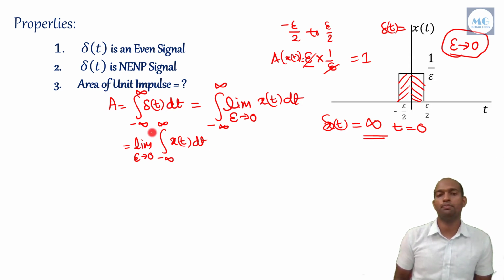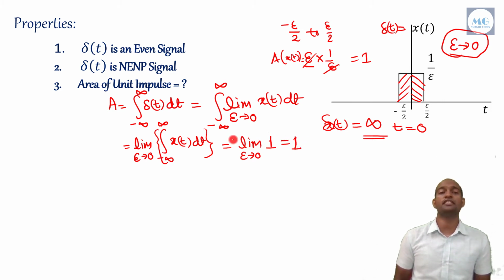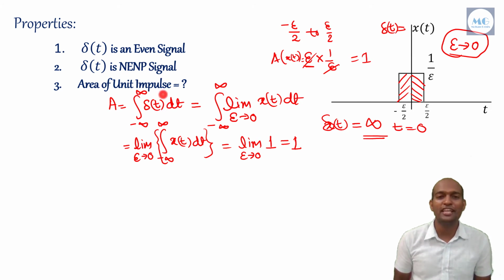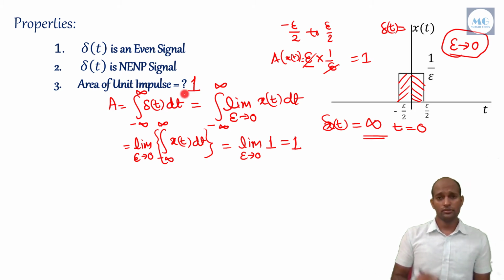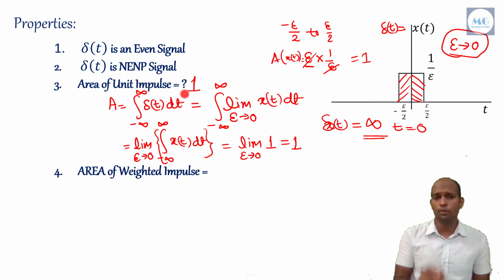So the value of this part is limit epsilon tends to 0 of 1, which value is 1. That means area of any unit impulse signal is 1. Remember this, friends, this will be useful for your exams. So let's move into the next property.